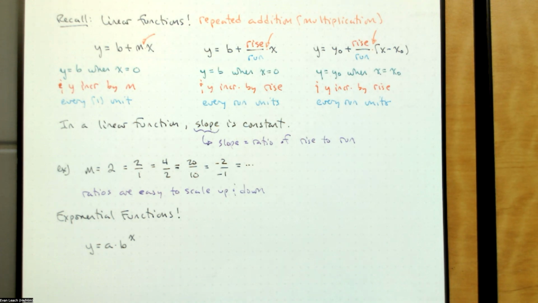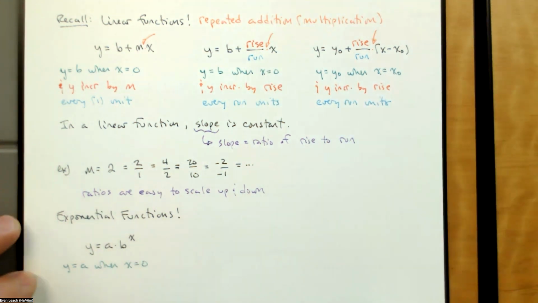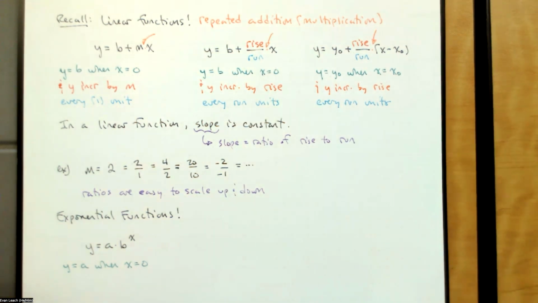The parts here say that y is equal to a when x is equal to 0. Remember, a 0 exponent is just 1. Everything that's non-zero to the 0 power is equal to 1. 0 to the 0 is indeterminate. It all depends on what we want it to be. But the description is still very straightforward. We'll say y is equal to a when x is equal to 0. But instead of y increasing by m, we'll say y is multiplied by b every 1 unit.